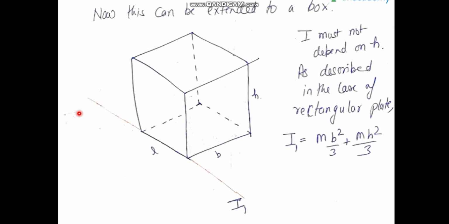Suppose I choose this as the axis. Then the moment of inertia will not depend on L. If I choose this as the axis, the moment of inertia will not depend on B. And similarly, if I choose this as the axis, the moment of inertia will not depend on H. So for this case, the moment of inertia I1 will not depend on the geometrical dimension L. So it will be mb square by 3 plus mh square by 3.